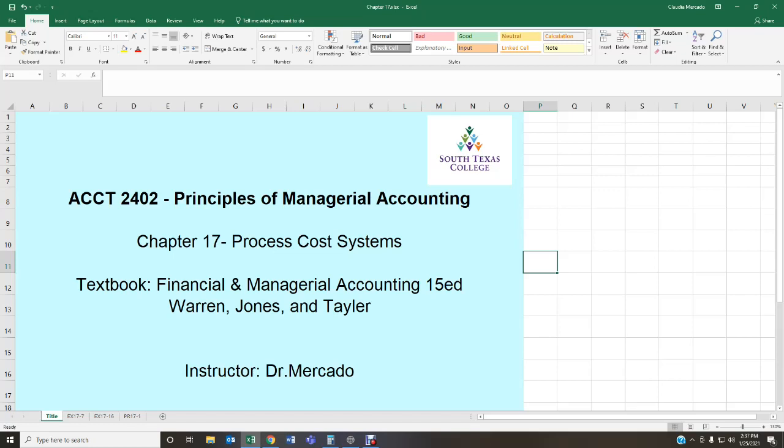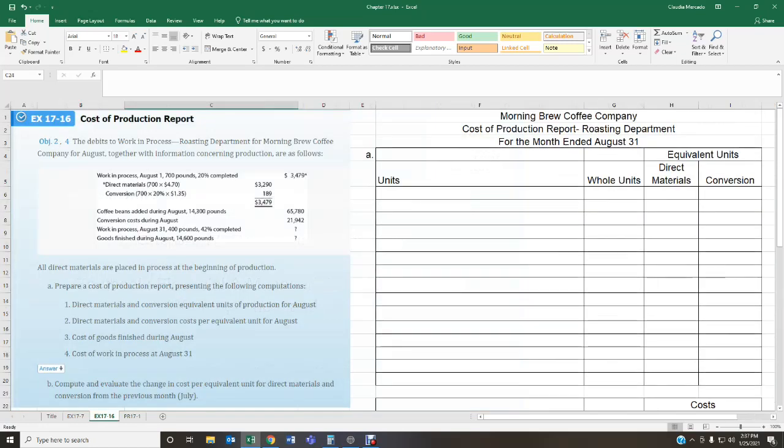So I'm going to jump into exercise 17-16, which deals with a cost of production report. So this problem reads: the debits to work in process for the roasting department for Morning Brew Coffee Company for August, together with information concerning productions, are as follows. And they give us the work in process August the 1st.